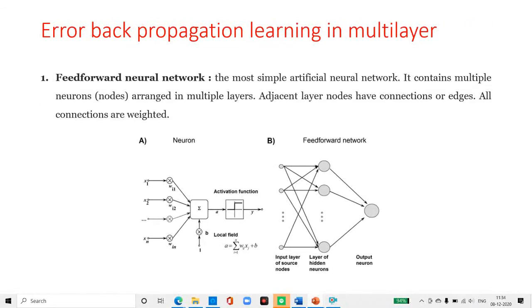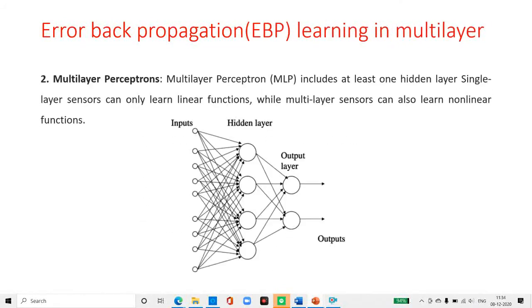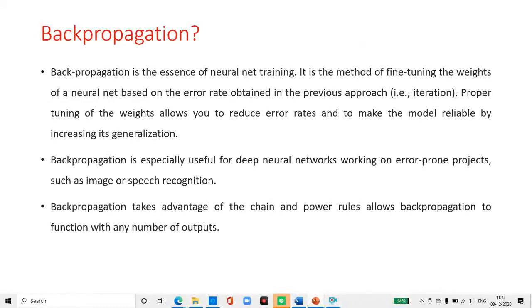Okay. So this is the feed-forward neural network and multi-layer perceptron. The next part is back propagation. What is back propagation?